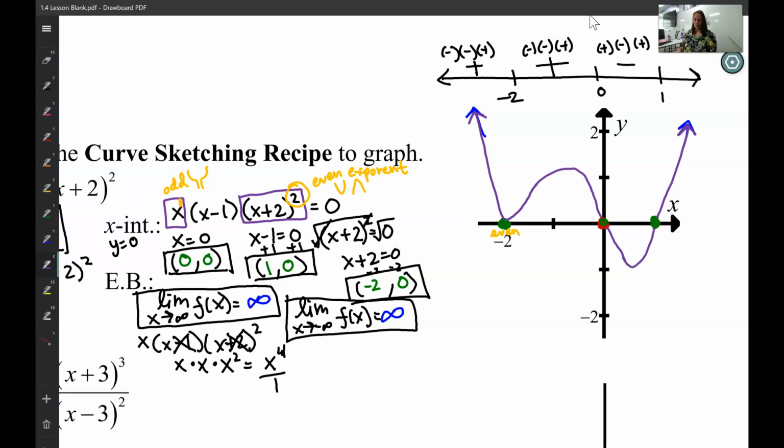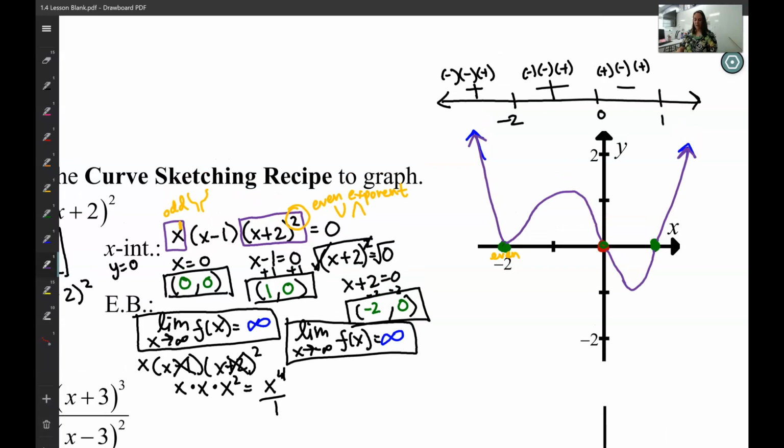Now I know this one goes up is positive because I have to end at my end behavior. But once again, I can check with my sign line. Let's plug a number greater than 1 in. Let's say 2. So I plug 2 in. 2 is a positive. 2 minus 1 is a positive. 2 plus 2 squared is a positive. Multiply those all together, I get a positive or above the x-axis, so I double checked it. I'm good. So that is actually my sketch of my graph.